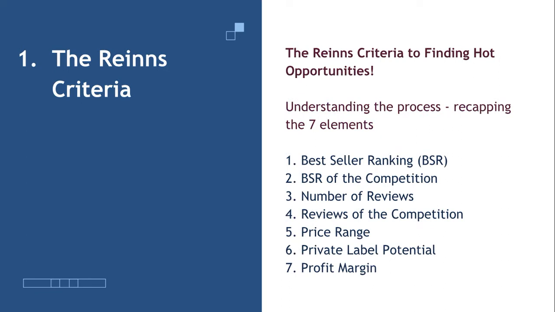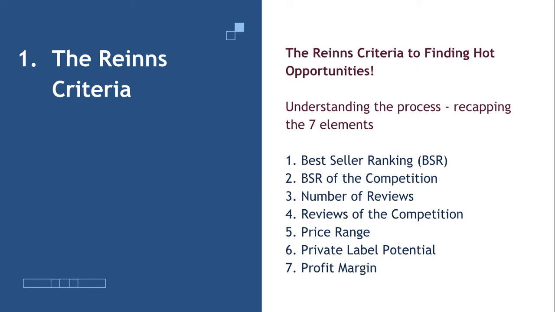Just a quick brainstorming about Reinns criteria to finding a hot product opportunity. I introduced you to the 7 elements, which include the BSR, bestseller ranking, and now I believe you know how to find the bestseller ranking, the BSR. Then I'm going to show you how to get the BSR of competition. I briefly showed you how to do it, but now I'm going to show you how to get it in detail.